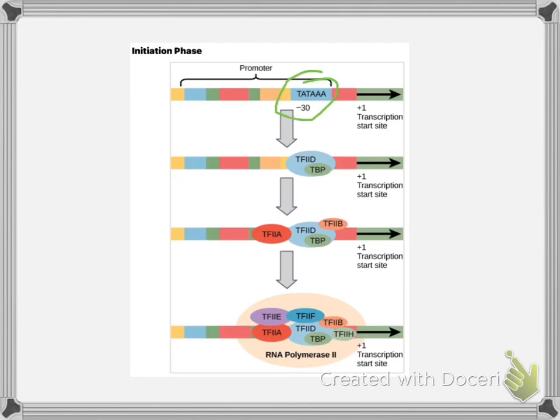Here you can see the TATA box at -30. This is the promoter region, and this is the +1 start site. So the RNA polymerase binds to this site. But before that, the first event is the binding of TFIID along with the TBP, the TATA box binding protein. So first the TFIID binds at the TATA box site along with the TATA binding protein.